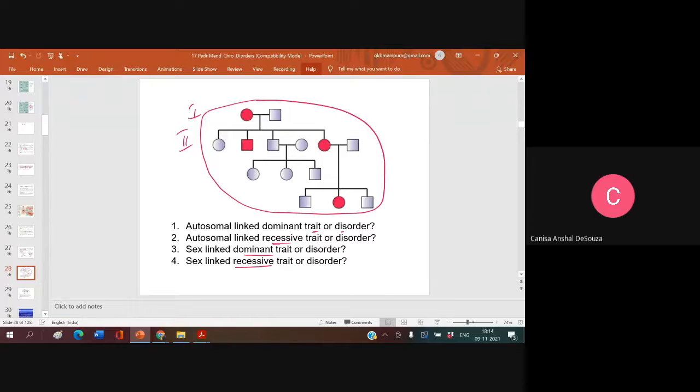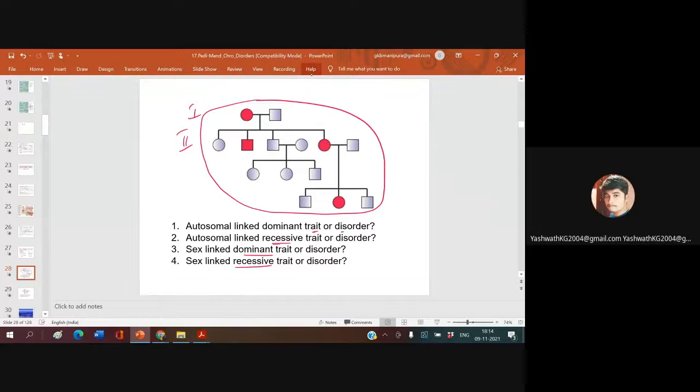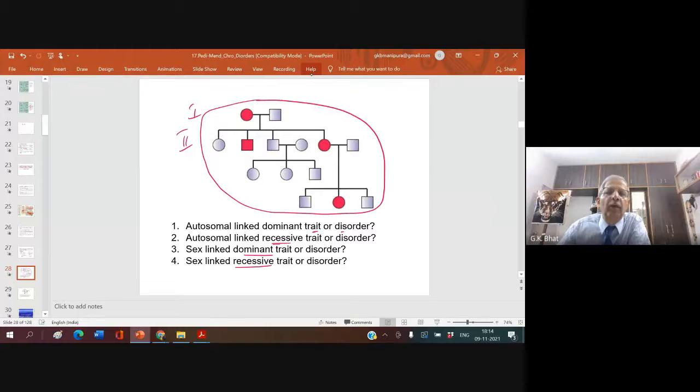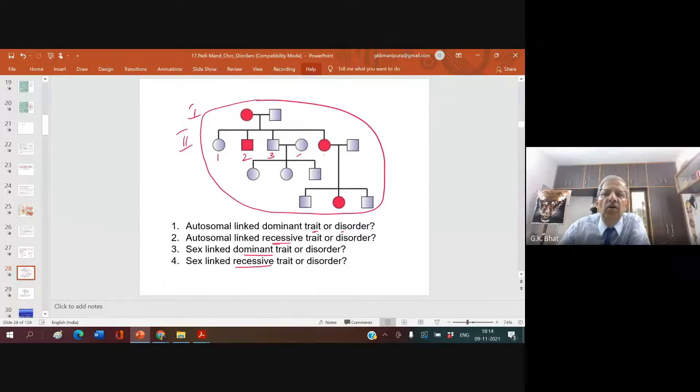How many individuals are in the second generation? What is the number? You tell me. This is 1, this is 2, this is 3, this is 4. No, that is not... this is 4.